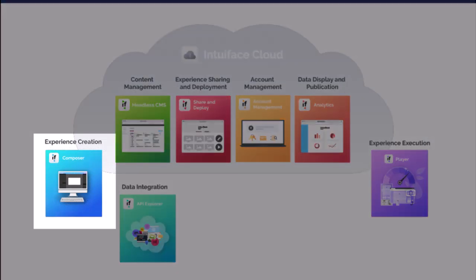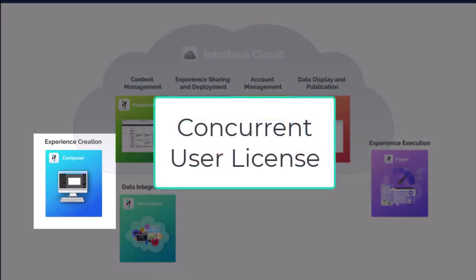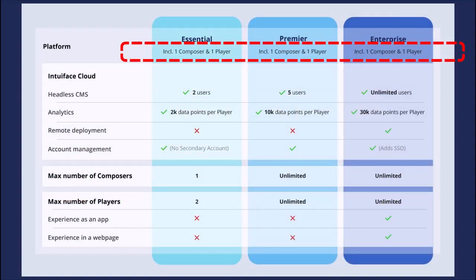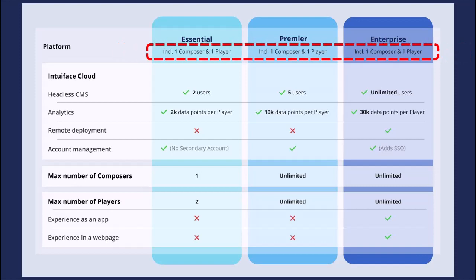Let's now take a closer look at Composer, the authoring tool. It has what is called a concurrent user license. This means it can be used on only one device at a time, but can be moved as often as you wish. Thus, you only need as many Composer licenses as you have people who are working at the same time. But remember, you already get one Composer license with your platform plan, since a single Composer can be used to create an unlimited number of experiences and make an unlimited number of changes. It's likely you won't need too many licenses for Composer.